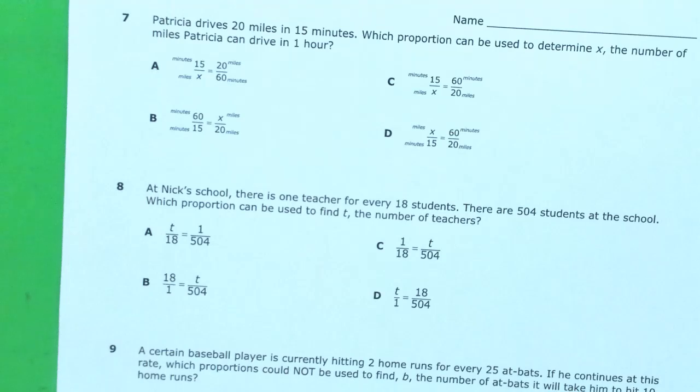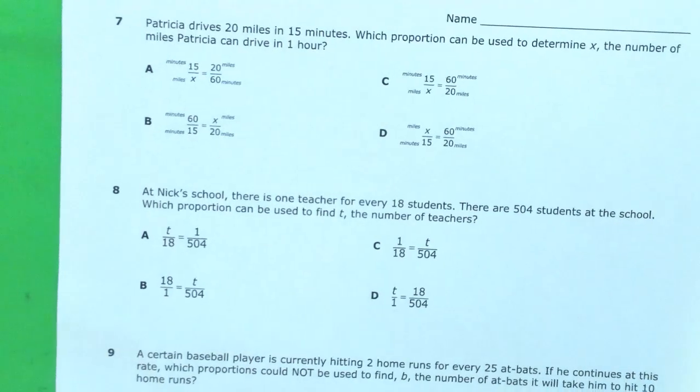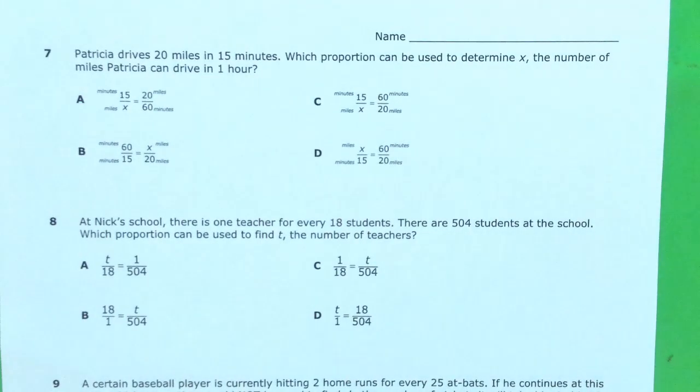Okay. Number 7. Oh, they want us to figure out which proportions are good or bad. So we might be looking for a yes, we might be looking for a whoop.